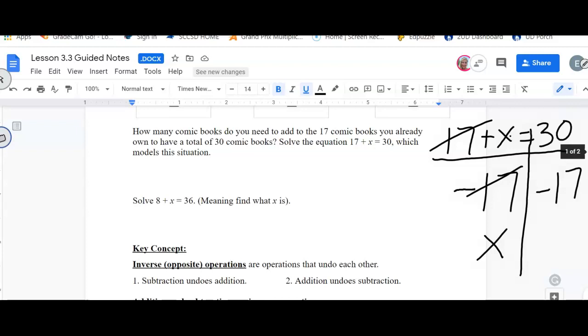Now we have 30 minus 17. You can't do that in your head, just do it off to the side. 30 minus 17 is 13. My equal sign comes down. X equals 13. Wasn't that our correct answer earlier? Okay. Did we guess and check? No. Okay. There's one more step, and I will also require this step.